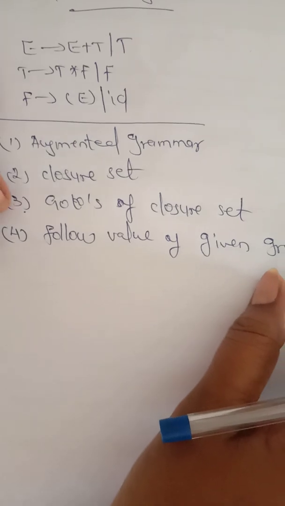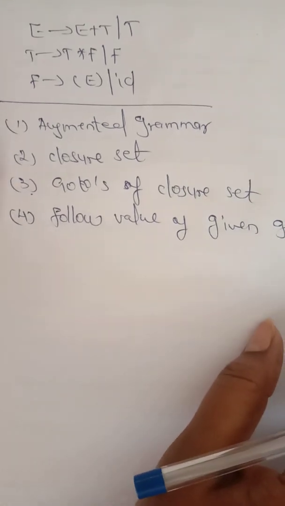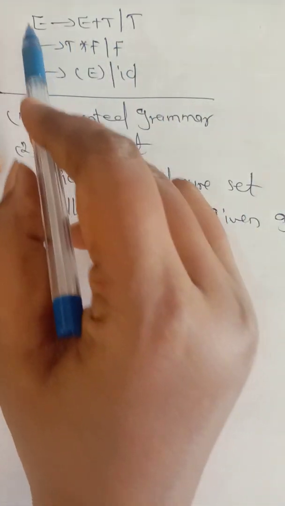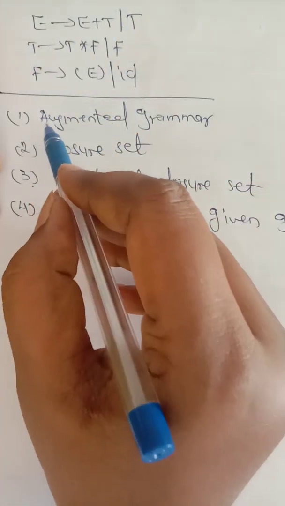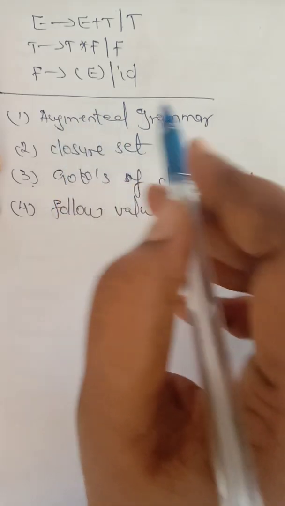So this is the procedure for constructing the LR parsing table. We will see it one by one. Here the given grammar is this, and using that we have to construct these things. So what's the first one? Step one is constructing the augmented grammar.